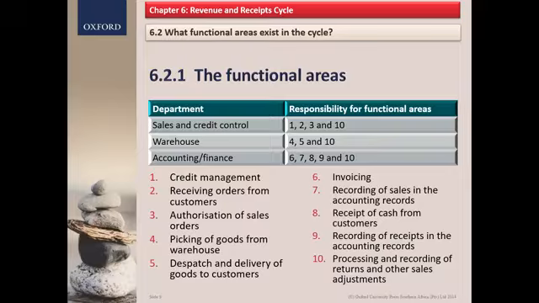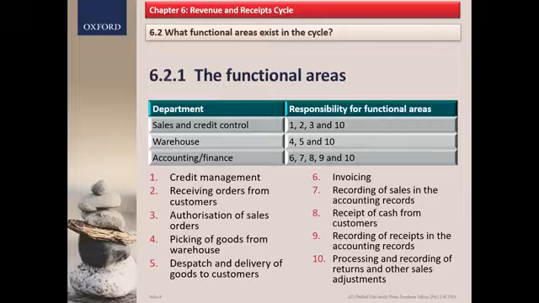and other sales adjustments. So if you go to a warehouse, for instance, they are responsible for functional area number 4, which is picking up of goods from warehouse, 5, which is dispatch and delivery of goods to customers, and 10, which is processing and recording of returns and other sales adjustment.